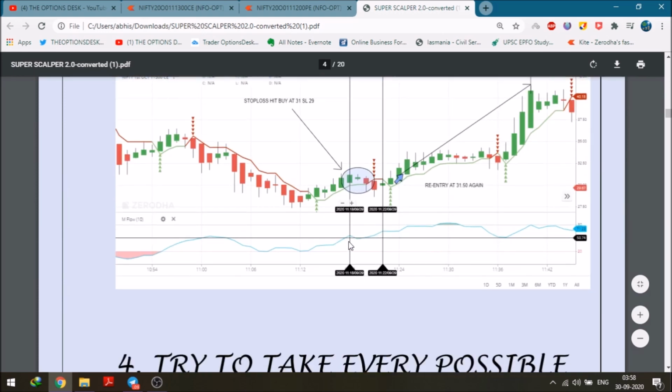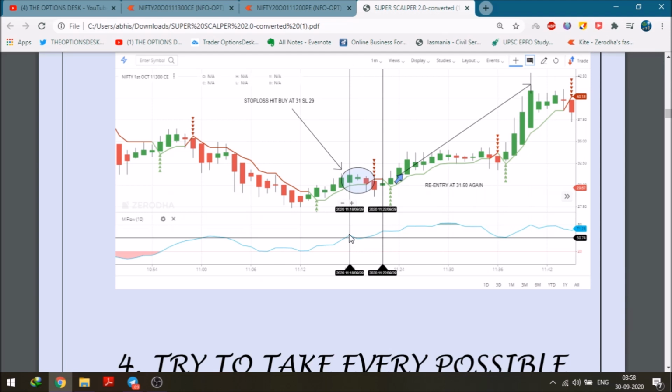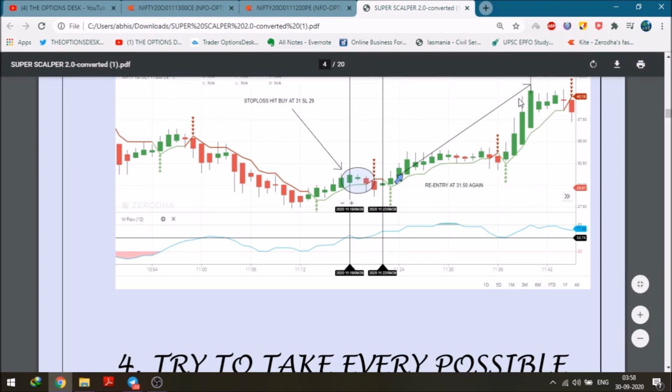Okay, so see, the tip just got above. This can tell me that it is going to go on the upside, but as soon as I took an entry, it went on the downside and hit my stop loss. So see, buy at 31 and the SL was 29, and the stop loss got hit at this particular point. Okay, no problem.